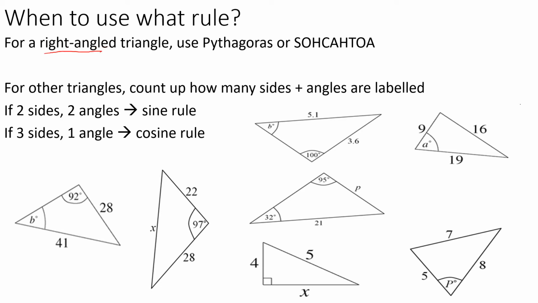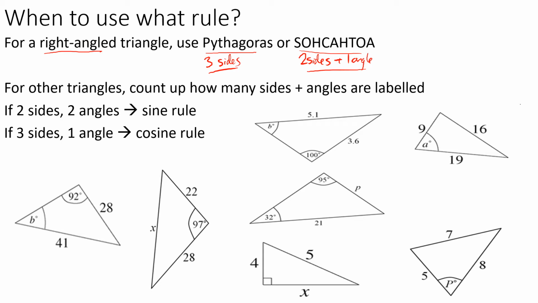If it is right angled, then we can use Pythagoras or we can use SOHCAHTOA. It should be pretty obvious which one you're after. It's a Pythagoras question if it's about the 3 sides of the triangle, and it's a SOHCAHTOA question if it's about 2 sides and 1 angle. I feel like those are okay to recognize.